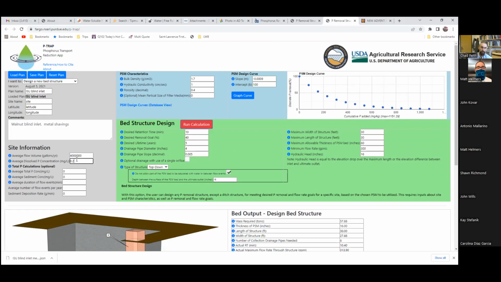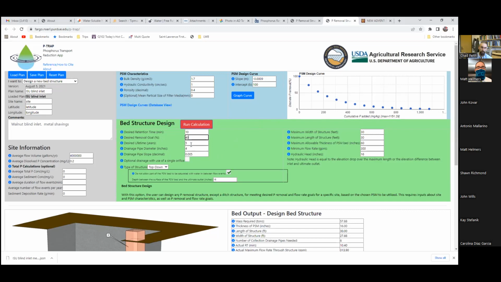And I lowered the P concentration because the subsurface drainage water is generally going to be a lot less than your surface flow. So I decreased it from 0.4 to 0.2 milligrams per liter. Same material, so same physical properties, same P removal curve. And then I put in my constraints. So I want this thing to have a retention time of at least 10 minutes. Why? Because my P removal curve was created at a retention time of 10 minutes.